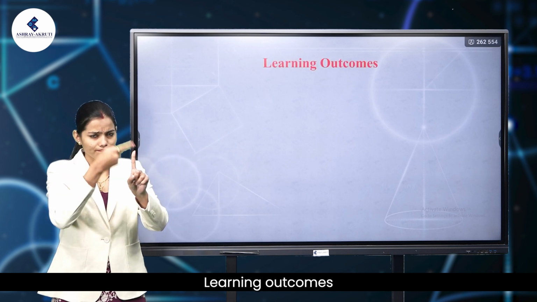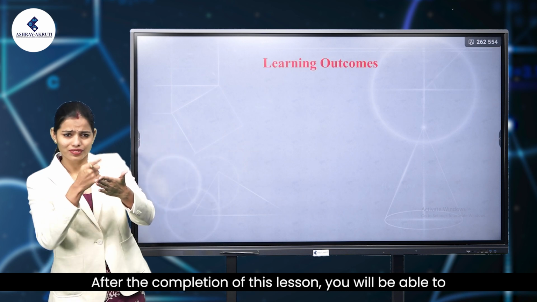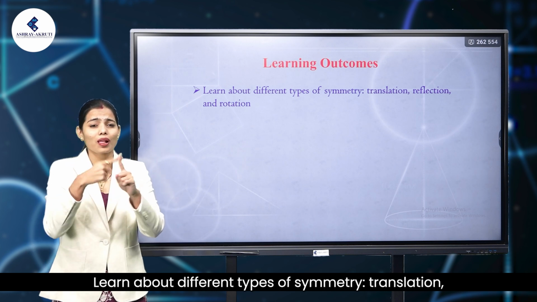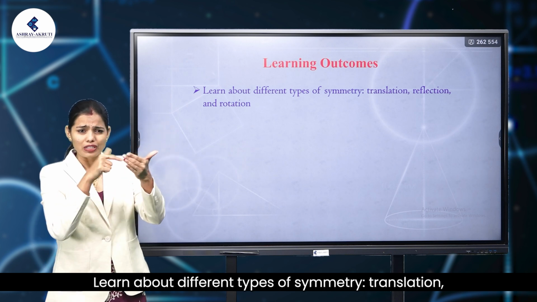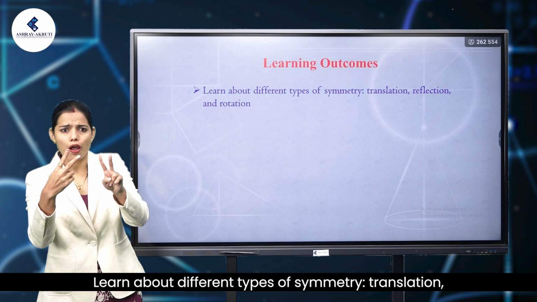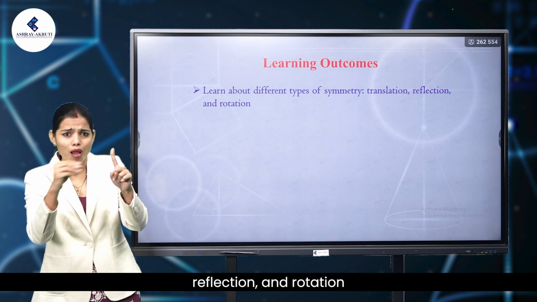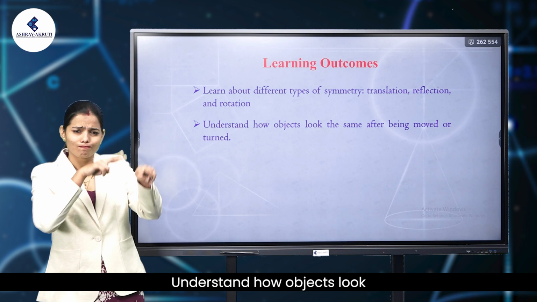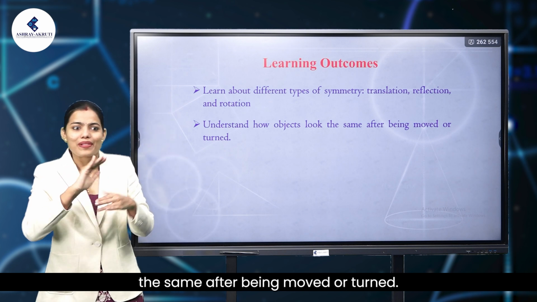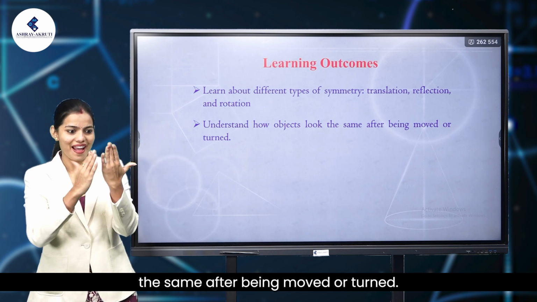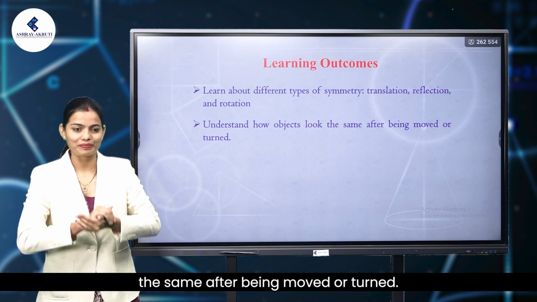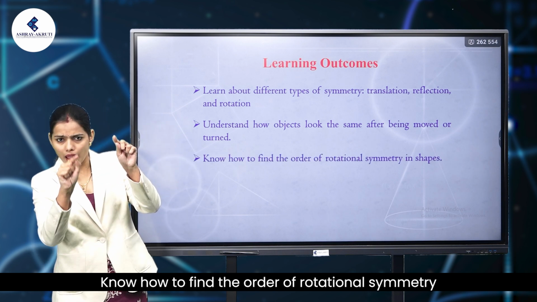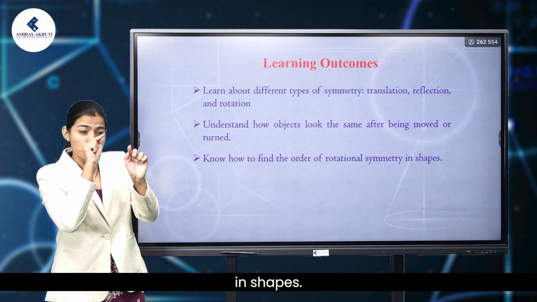Learning outcomes. After the completion of this lesson, you will be able to learn about different types of symmetry: translation, reflection, and rotation. Understand how objects look the same after being moved or turned. Know how to find the order of rotational symmetry in shapes.